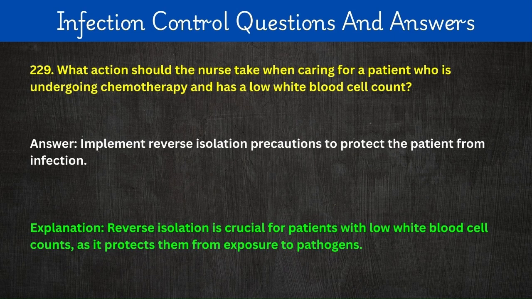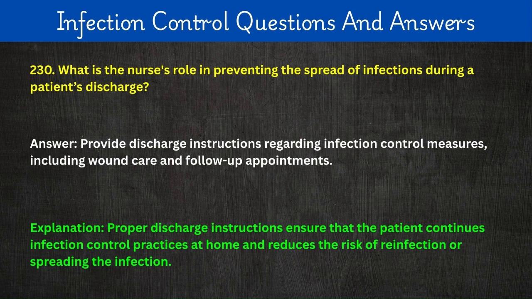229. What action should the nurse take when caring for a patient who is undergoing chemotherapy and has a low white blood cell count? Answer: implement reverse isolation precautions to protect the patient from infection. Explanation: reverse isolation is crucial for patients with low white blood cell counts, as it protects them from exposure to pathogens.